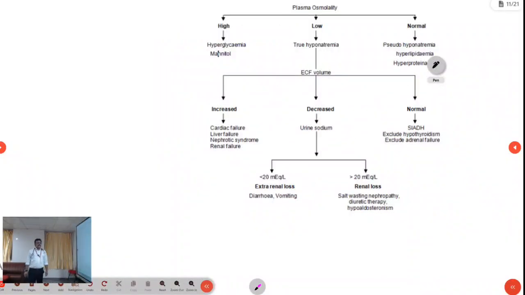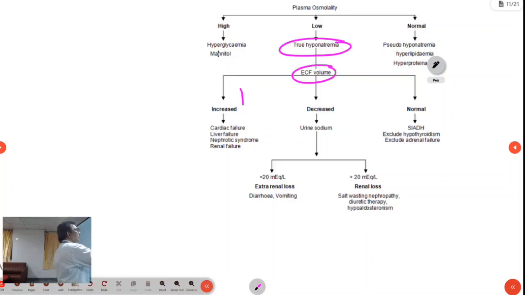Now, how to investigate? That is very important. If the plasma osmolality is low, you should diagnose it as a true hyponatremia. Then look at the patient, whether the patient is having excess volume, edema is there, or dehydrated, or normal volume. Clinically, it is normal. Sometimes patient can have fluid excess inside the body, but we are not seeing it.